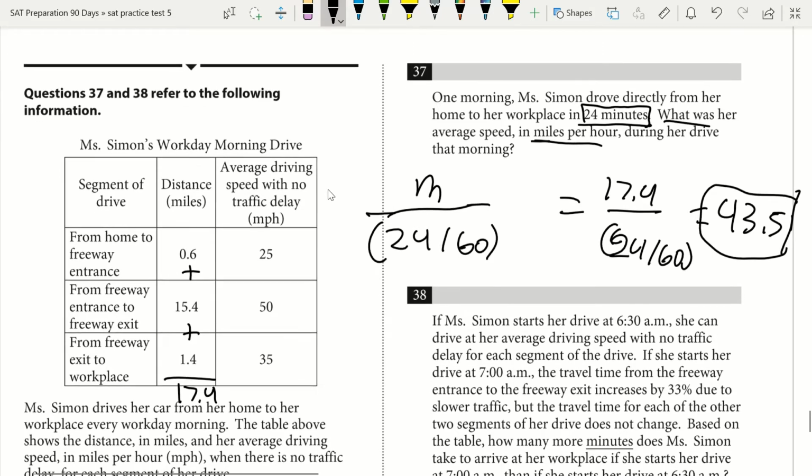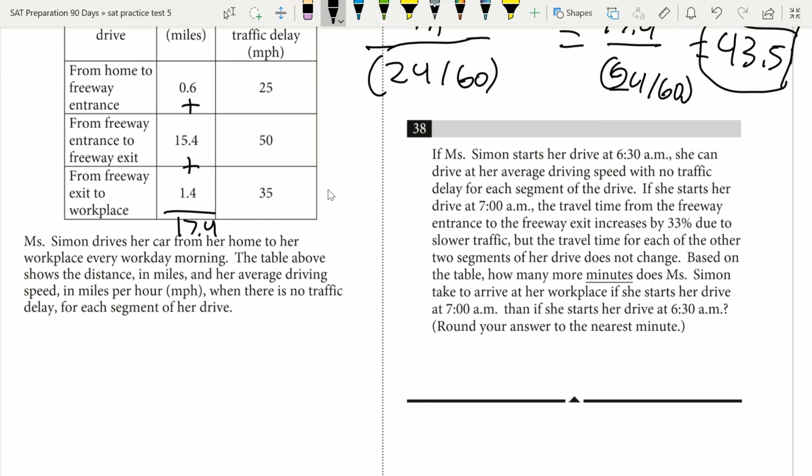All right, question 38. If Miss Simon starts her drive at 6:30 a.m., she can drive at her average driving speed with no traffic delay for each segment of her drive. She starts at 7 a.m. The travel time from the freeway entrance to the freeway exit increases by 33% due to the slower traffic. Okay, keep in mind that that's from right here. An increase of 33% in that travel time. But the travel time for each of the other segments doesn't change.